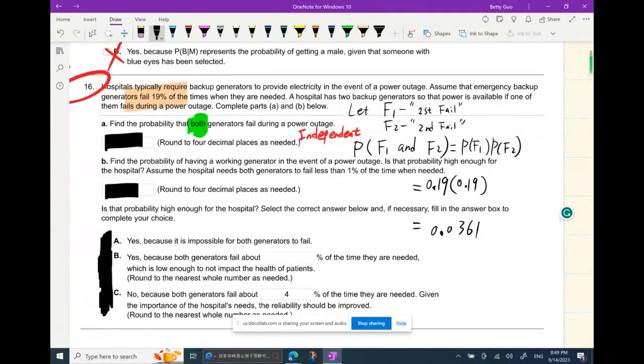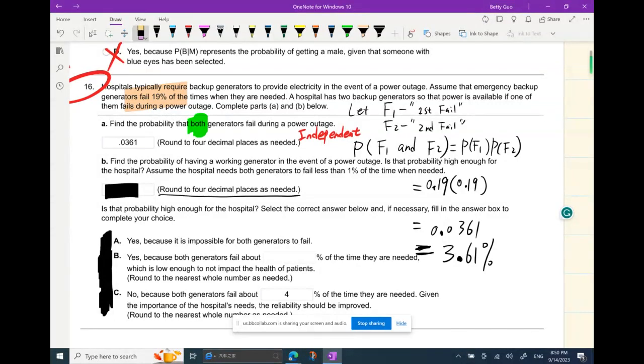0.0361. And you know what? The answer is decimal, but I want to convert it back to percent. Then I have a better understanding about the chance of both of them failing. That's horrible. That's not going to be good, right? 3.61%. The answer in decimal is 0.0361. That means the chance that both generators fail at the same time is 3.61%. If I round up, it's 4%.